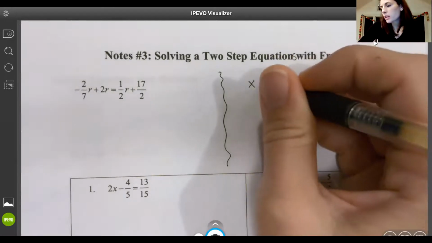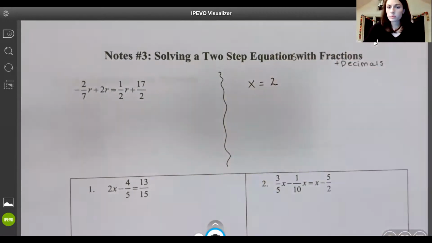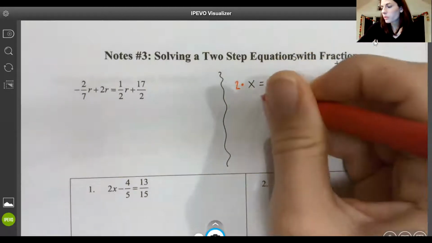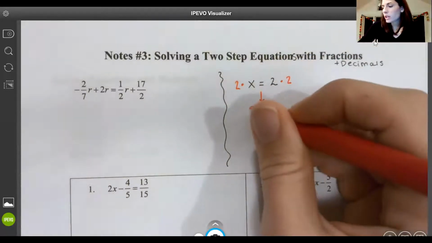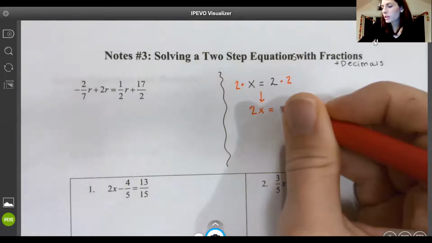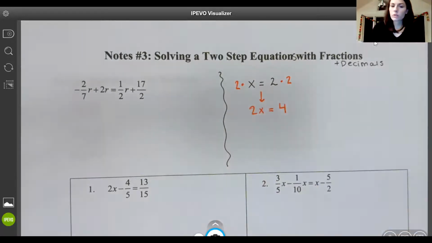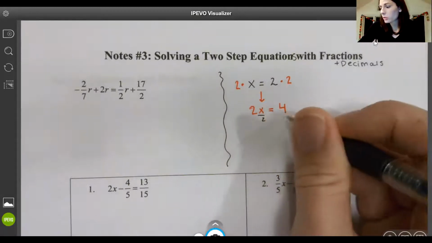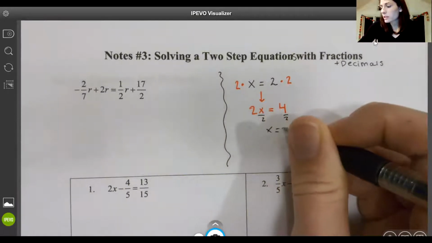If I had something that said x equals 2, okay? If I were to take that equation and multiply it by 2 on both sides, then that's going to give me 2x equals 4. And so what I'm going to ask you is, did I change the value of x at all by basically doubling that equation? The answer would be no, right? Because I could still divide that 2 out on both sides, and it would still be x equals 2.